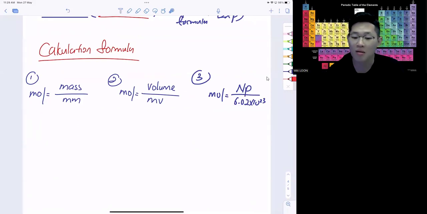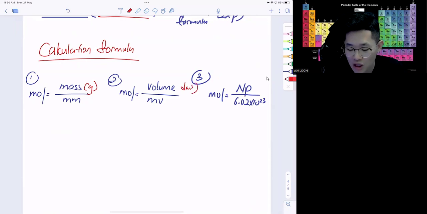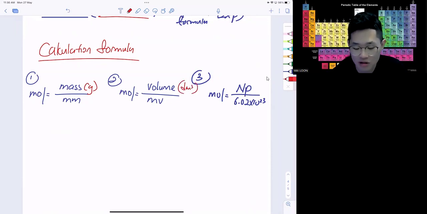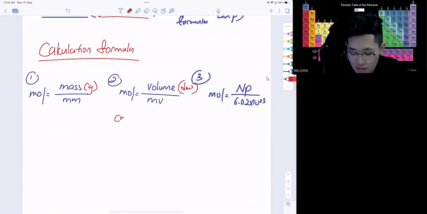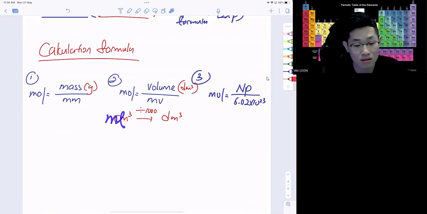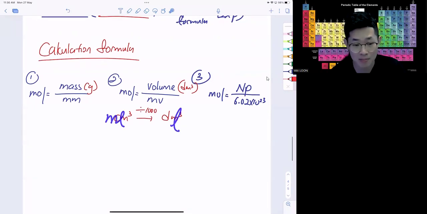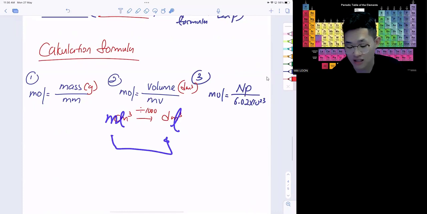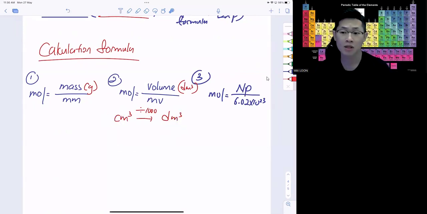So there are these three formulas. First, you have to remember them. Then you have to know their units. The unit for mass is gram. The unit for volume must be dm cube. So if they give you cm cube and you want to convert it into dm cube, you have to divide by 1000. Because cm cube is actually ml, while dm cube is liter. So ml to liter, you divide 1000. dm cube to cm cube, times 1000.